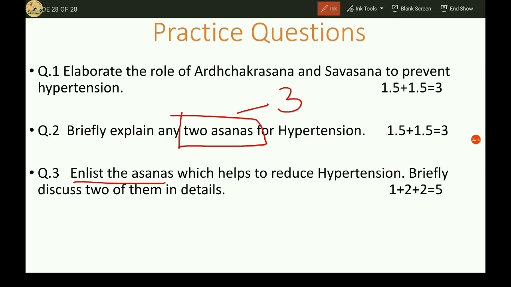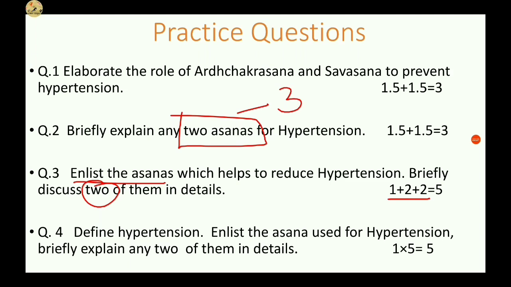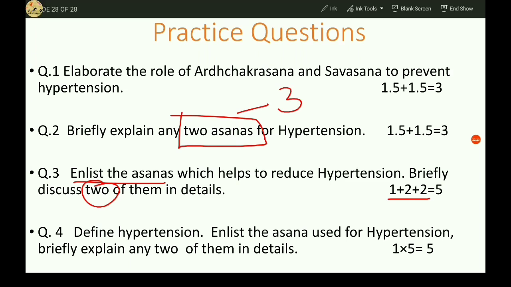Enlist the asana, 1 marks question. Two of them in detail, 2 plus 2, 5 marks question. The next question is define hypertension. It is 1 marks. Enlist the asana used for hypertension. Briefly explain any two asana means 2 plus 2, 5 marks. We must know the bifurcation of the question also, dear student. So that's it. This was for the diabetes and hypertension.